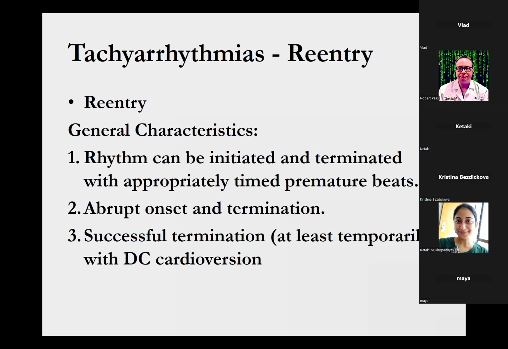And so when assessing an arrhythmia, particularly in a patient who's in the hospital on telemetry, or alternatively when looking at an ambulatory ECG monitor such as a Zio or a Holter, we look to see how the rhythm started and stopped, because that can give an important clue to distinguish it from the automatic arrhythmias, which tend to have a slower onset and offset. And finally, reentrant arrhythmias can be successfully terminated, at least temporarily, with DC cardioversion.